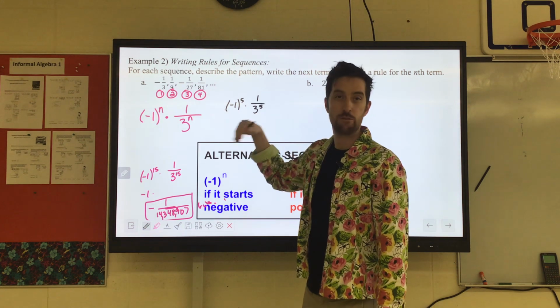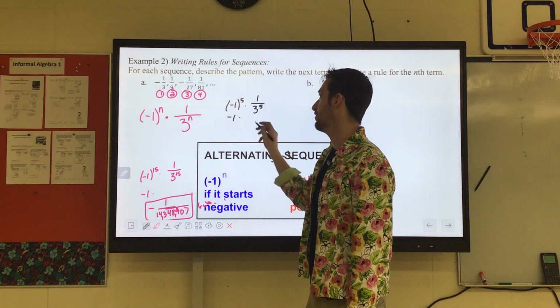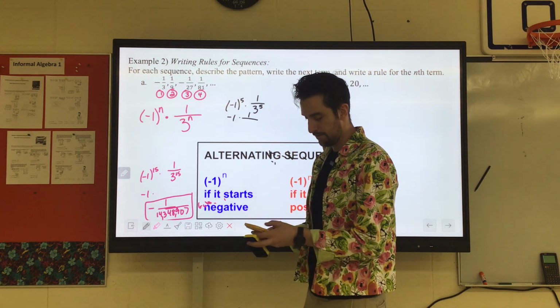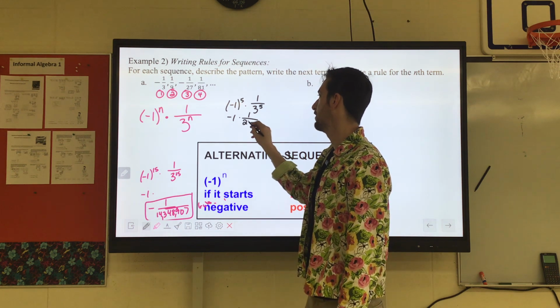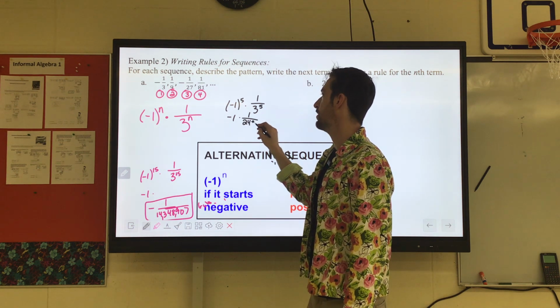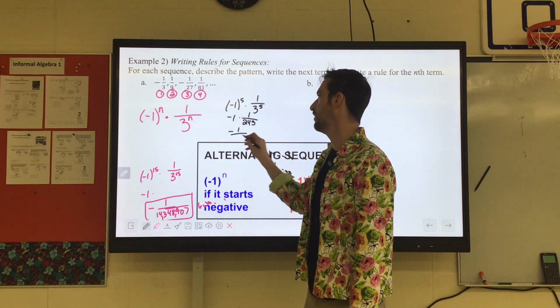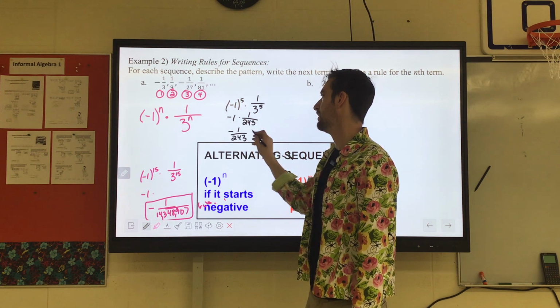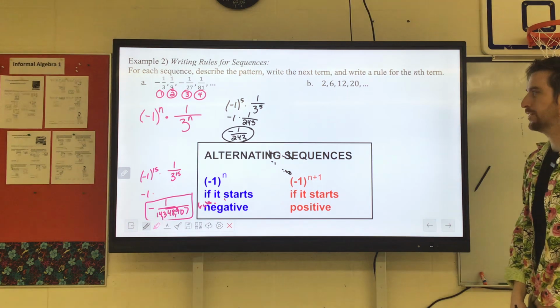It's a negative number to an odd exponent. That means it's -1. Here, 3 to the 5th is 243. So it'd be -1 times 1 243rd. That's just -1 over 243. Yowza. Brutal. All right, this one's a little friendlier.